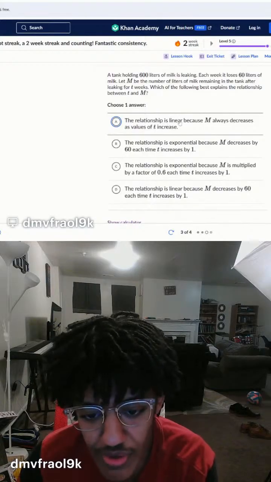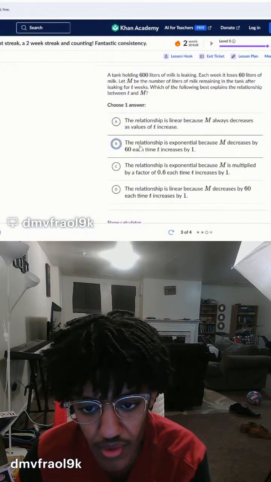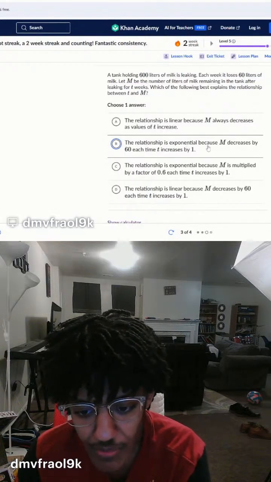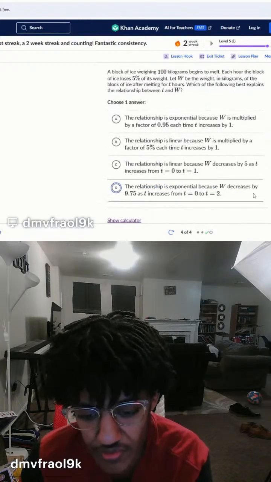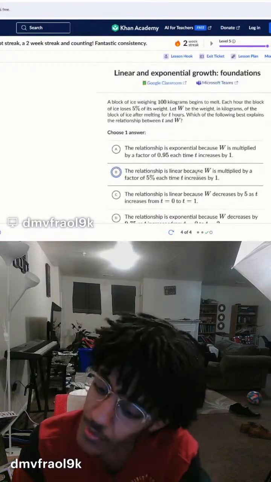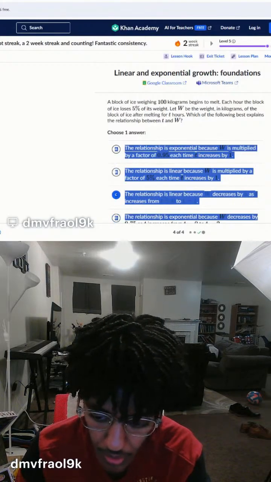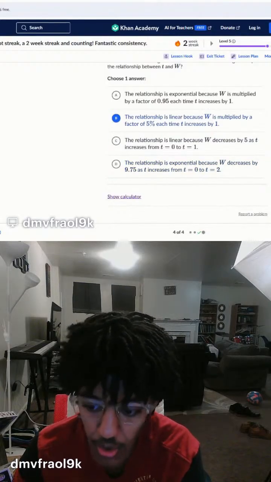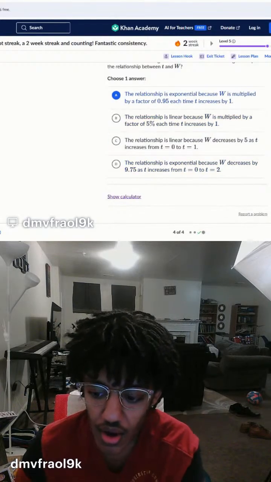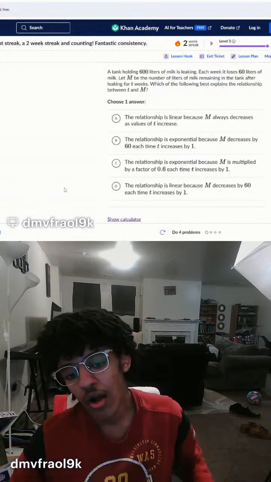The relationship is linear because M always decreases as the value of T increases. The relationship is exponential because M. Yes. I'm so good.